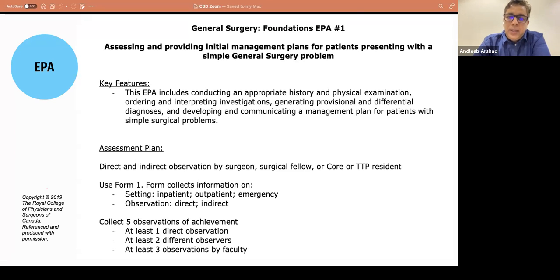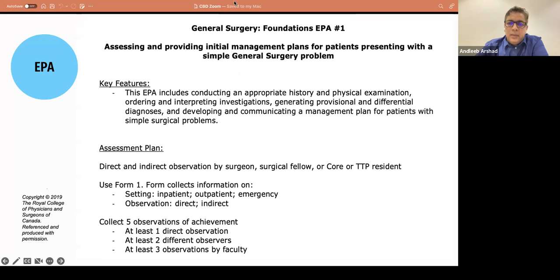Okay, now here is one example of an EPA, right? This is EPA number 1 of the Surgical Foundations Program, a postgraduate training program. It comes from the Royal College. The Royal College has written this EPA, right? So in the Surgical Foundations, they have a total of 13 or 14 EPAs only, right? It's a 2-year program with 14 EPAs only, and that is all that residents have to cover in those 2 years.